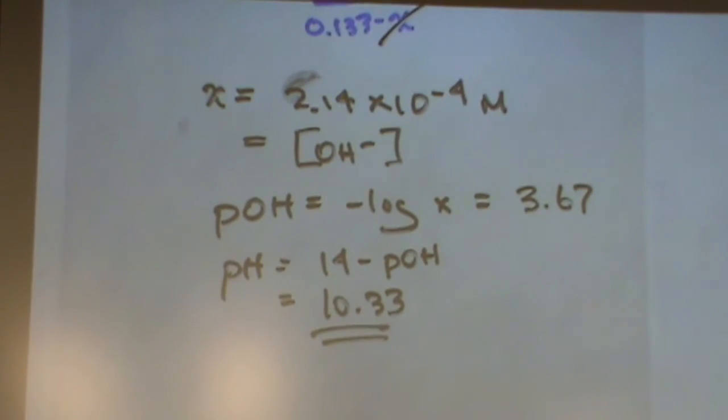Is it okay that this number is bigger than 7? Yes, because it's a weak base. So we got a weak base, I'm expecting a number bigger than 7. So at the equivalence point, for a weak acid, strong base, the pH is bigger than 7. The reverse would be true for a weak base, strong acid.